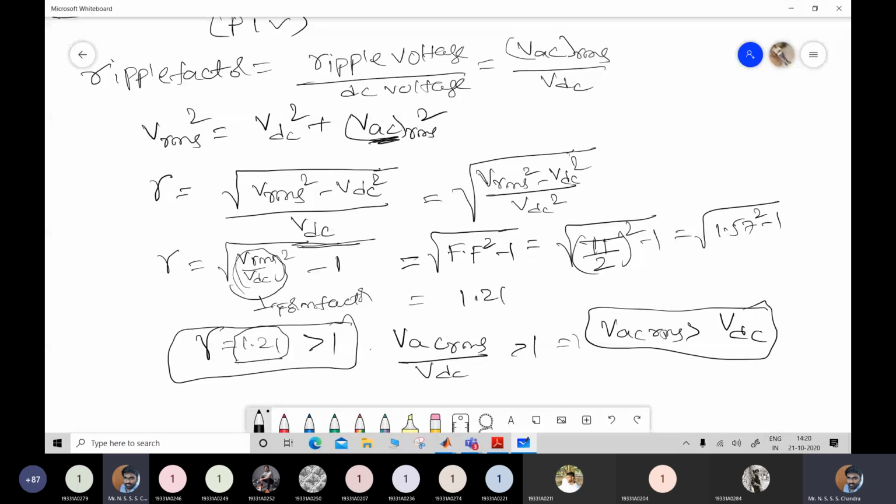Okay. So next we shall check the ripple factor, which is also over. So the next term is nothing but your rectifier efficiency. So these two terms are there: rectifier efficiency and transformer utilization factor.